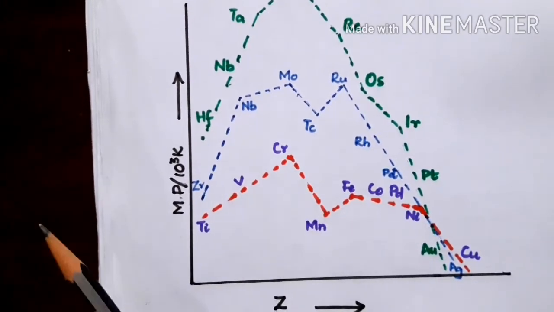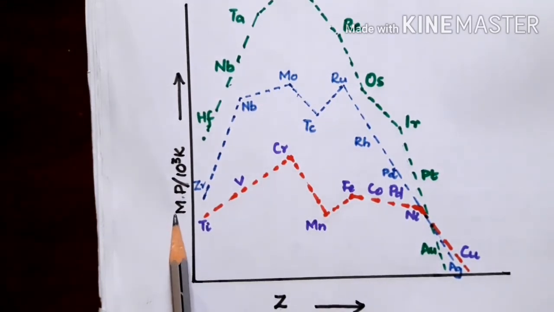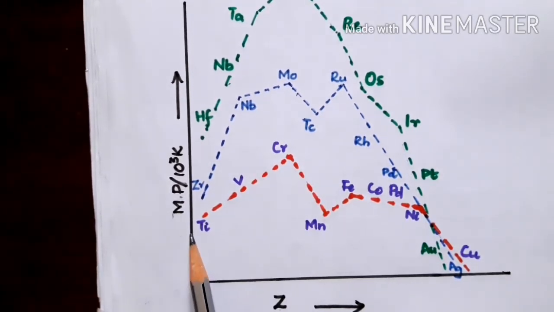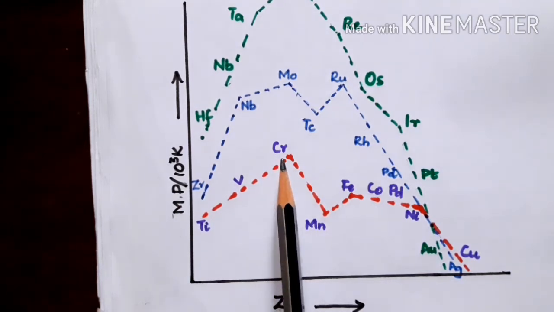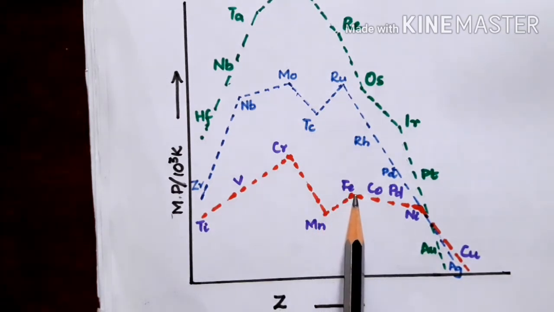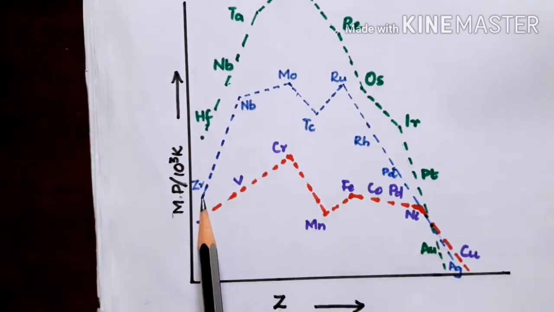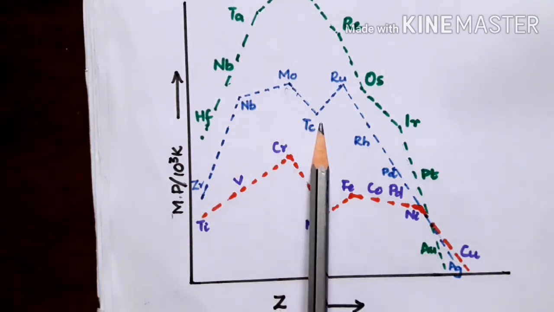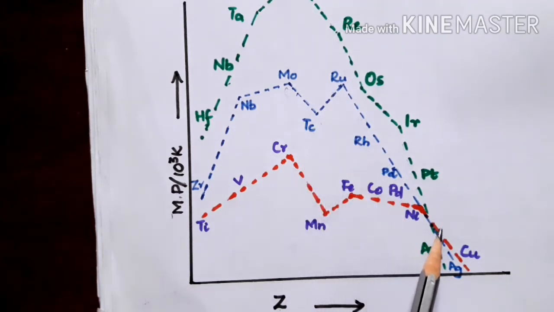This represents the graph of atomic number against melting point. So here you find that the 3D series starts from scandium. You find that it is showing a maximum melting point at chromium and then there is a dip in the curve at manganese and then the value keeps on decreasing. Same is the case with the 4D series. You find that the maximum value is seen for molybdenum, then a dip is shown in technetium followed by ruthenium and the value keeps on decreasing.